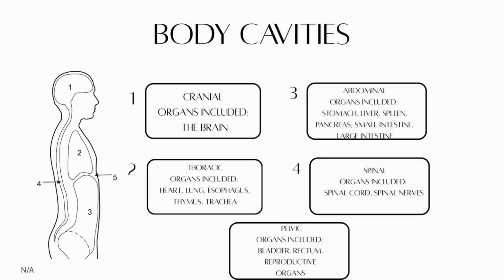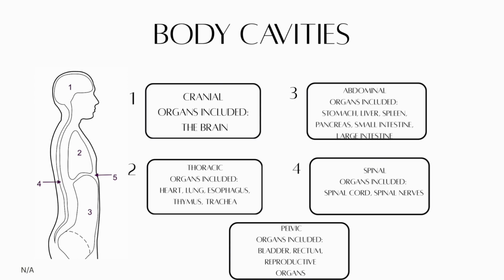The thoracic cavity is located in the chest and contains the heart and lungs. The abdominal cavity holds organs that are important for digestion, such as the stomach, liver, spleen, pancreas, and the large and small intestines. Finally, the pelvic cavity contains the bladder, rectum, and reproductive organs, which differ between males and females.